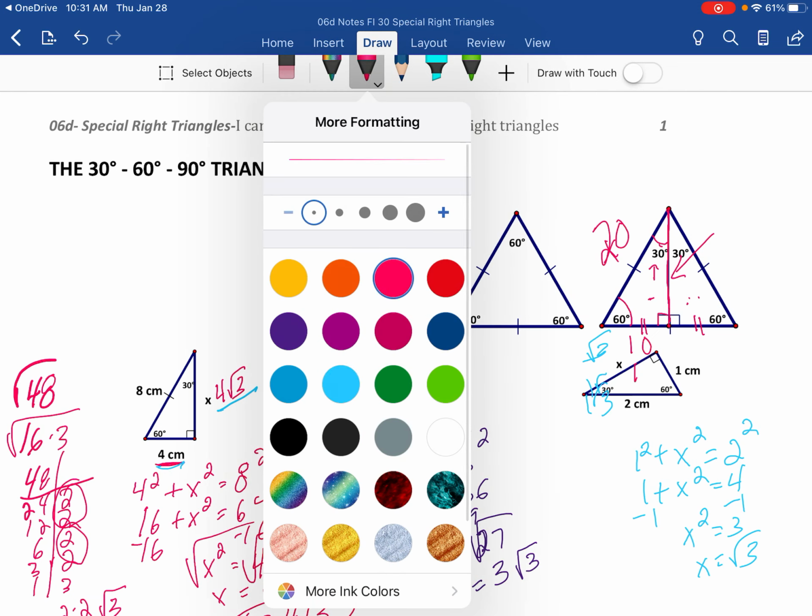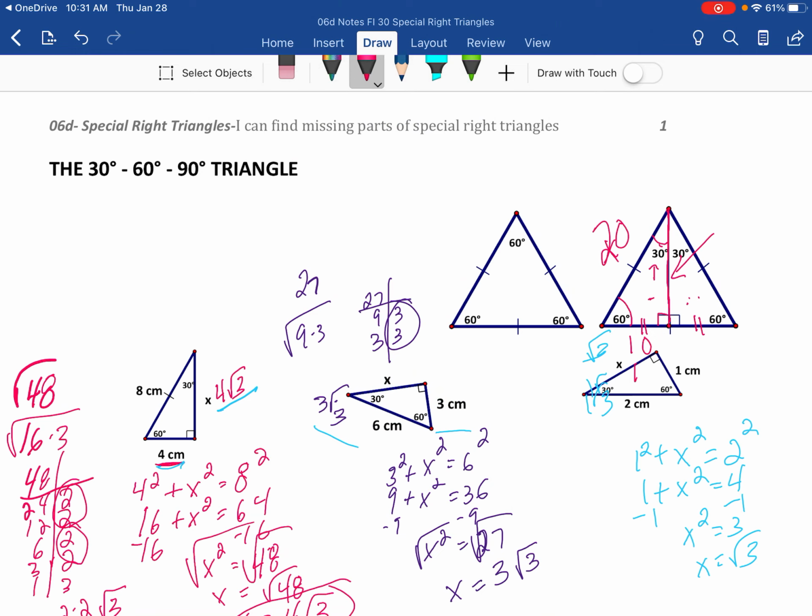So sure enough. So what you need to see is the relationship. Every 30, 60, 90 triangle has 3 parts. It has your short leg, your long leg, and your hypotenuse. So here is my hypotenuse, here is my short leg, and this is my long leg.